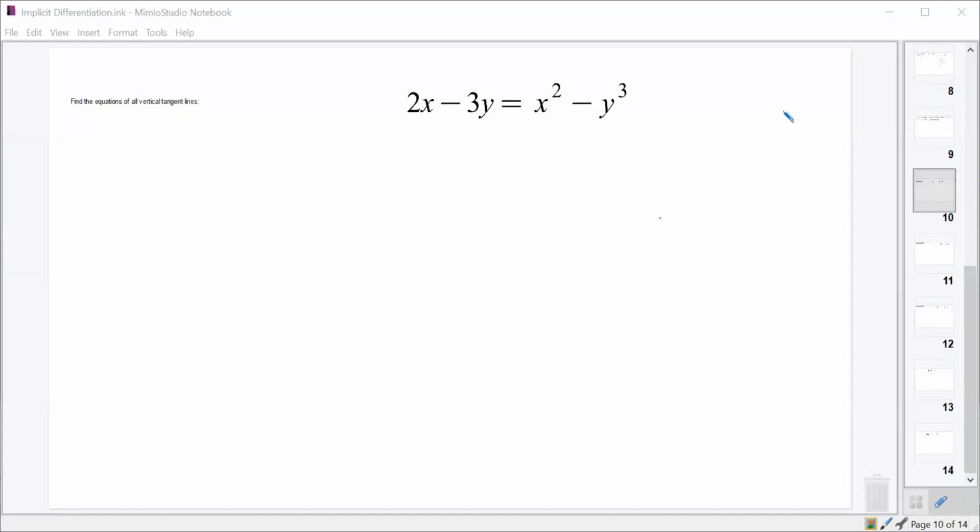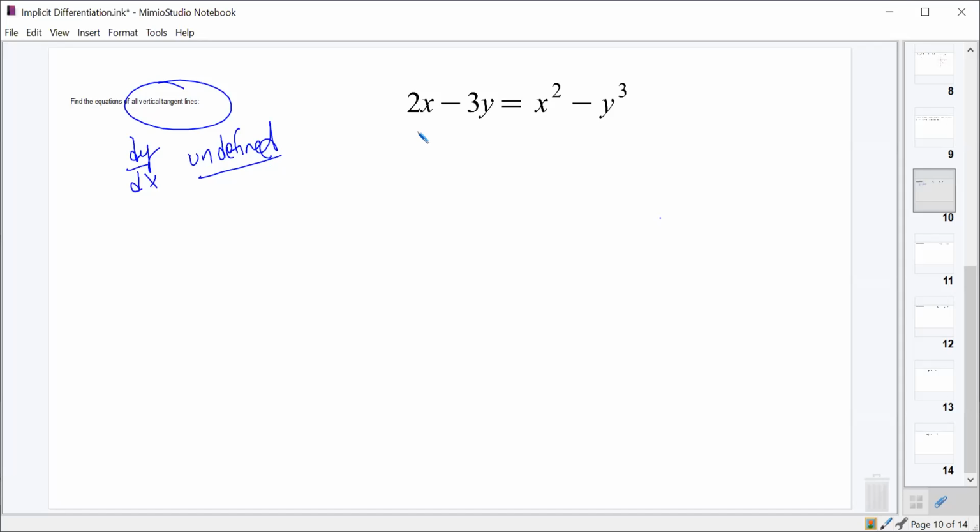We want to find the equations of all of the vertical tangent lines for this equation, 2x minus 3y equals x squared minus y cubed. So if we want to find vertical tangent lines, what does that tell you? It tells you that the derivative needs to be undefined. Okay. So in order to figure out when the derivative is undefined, we probably need to figure out what the derivative is. So we'll use implicit differentiation on this.